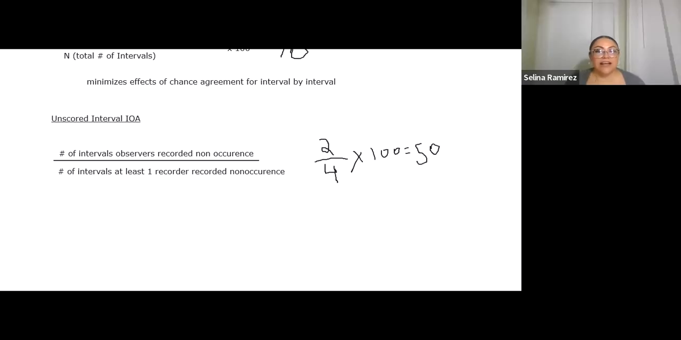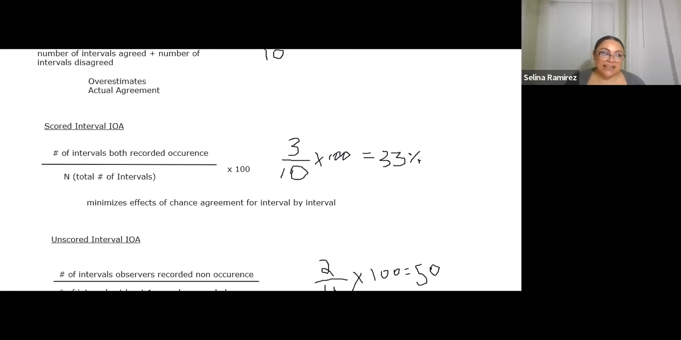Okay. We did unscored. I want to go back to this one because I think I was thinking about it wrong. How do I delete this part? Because for the number of intervals that they both recorded an occurrence over the number of intervals that at least one recorder recorded an occurrence. I don't know how we got the answer right, but I didn't use the right numbers. How do I get rid of this? Delete. Okay.